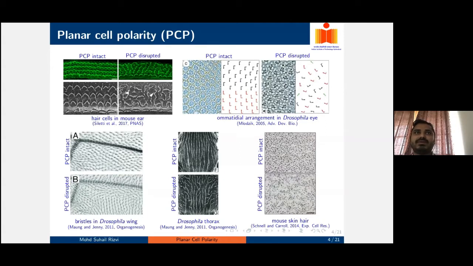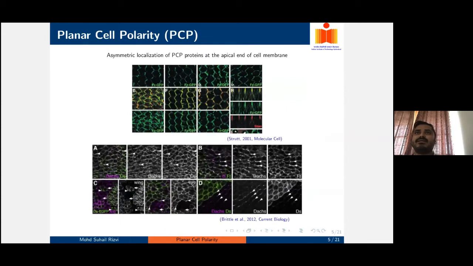That also shows that when the planar cell polarity is intact, the cells are aligned with each other, and that alignment of hair is also aligned with the axis of the tissue or axis of the organ. However, when the PCP is disrupted by any means, this organization also gets disrupted, which you can see. Similar to apico-basal polarity, the planar cell polarity is also characterized by differential distribution of some proteins, which I will come to in the next slide.